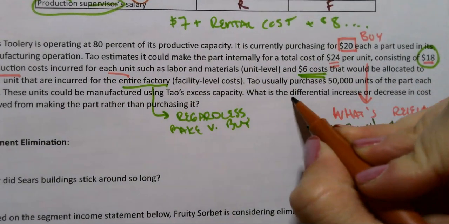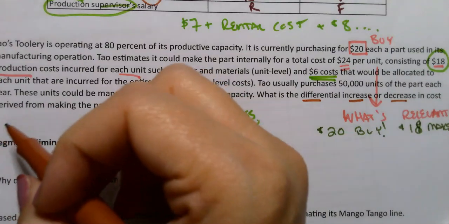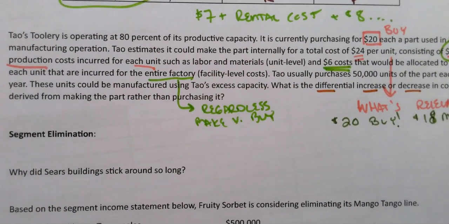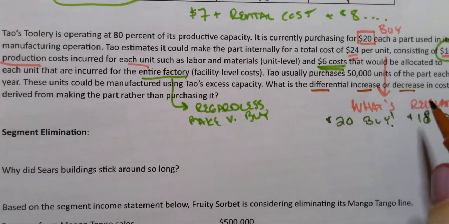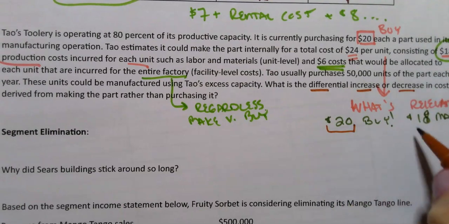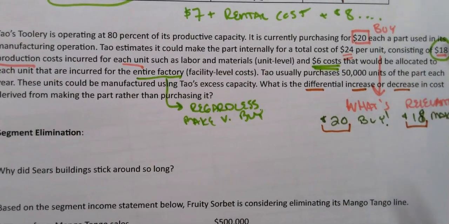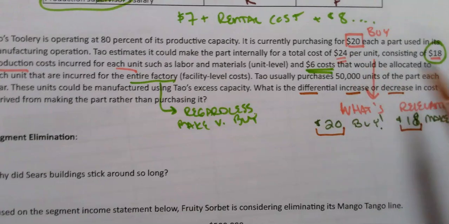What is the differential increase or decrease in cost derived from making the part rather than purchasing it? What is the increase or decrease? What is the difference in buying it versus making it? So this is even hard for me to wrap my mind around sometimes. I'm like, but that's $6.